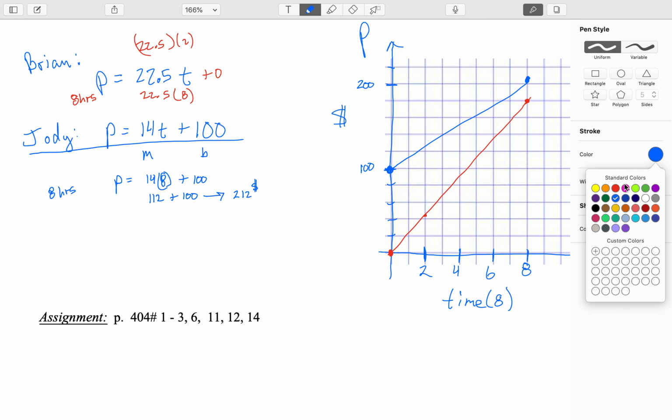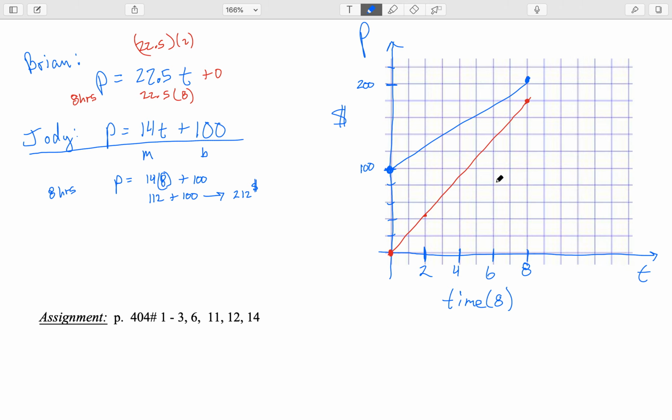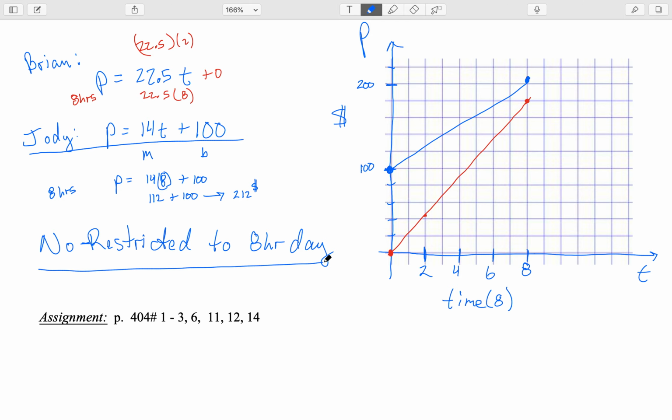The answer's got to be no. Now, it's not because they're parallel, but it's because they're restricted to an 8-hour day and I can't extend beyond here. So no, they are restricted to an 8-hour day. If they wanted to work longer hours, then yes, they would intersect. But in this case, the answer is no.